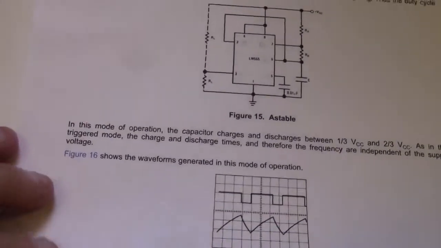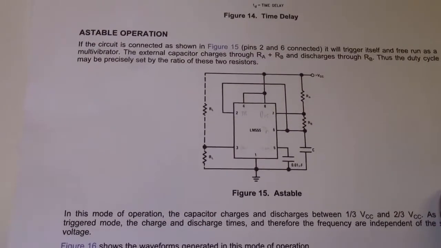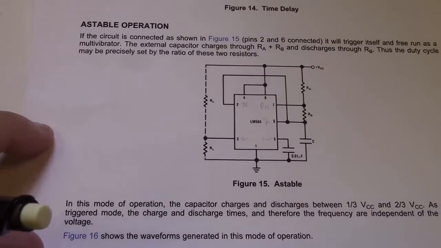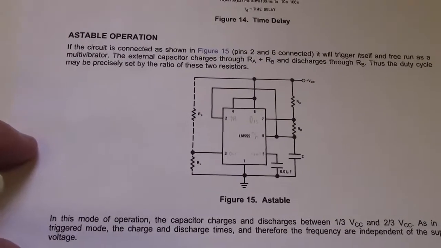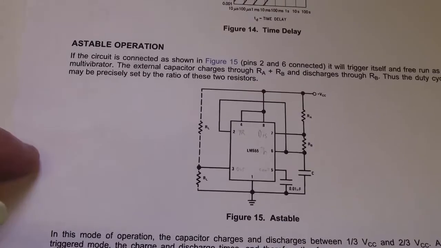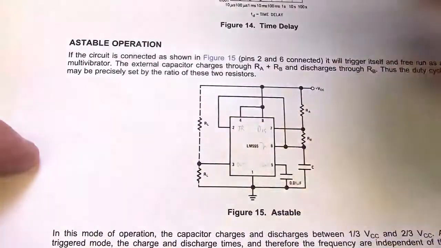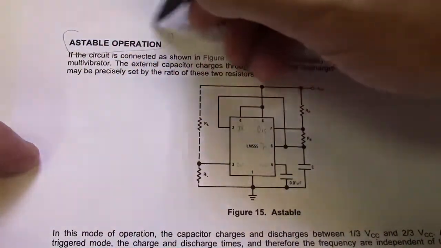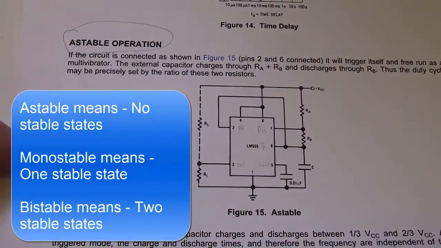And this is a spec sheet from TI, Texas Instruments. And this shows a very simple circuit called an astable multivibrator. This is astable operation. There's two primary ways you can operate the 555 timer. One is called monostable, and that means you need to trigger it to be able to get an output pulse. Astable means there is no stable mode. It continually generates an output.